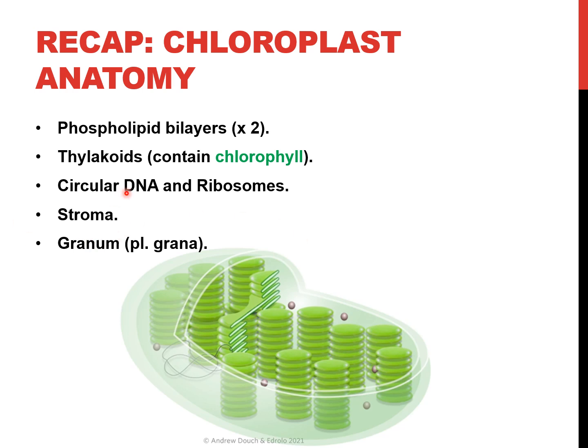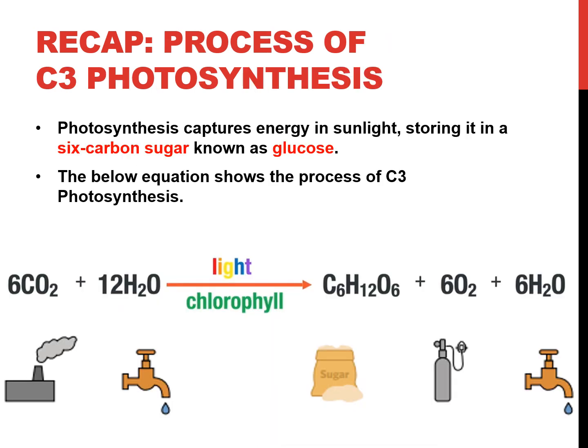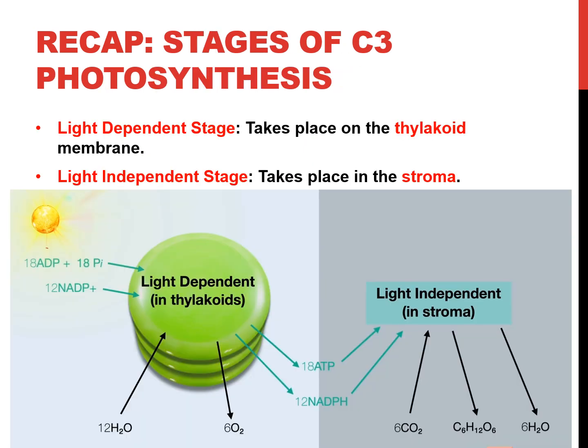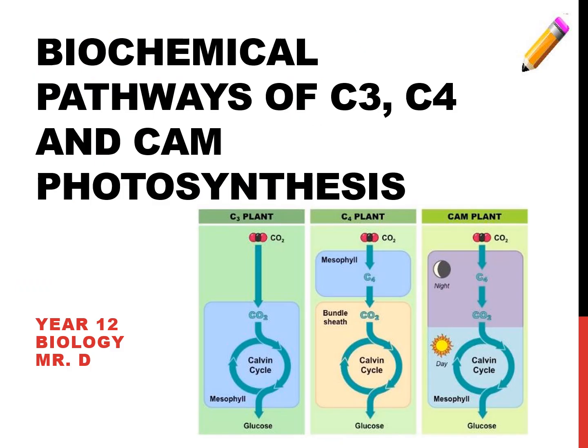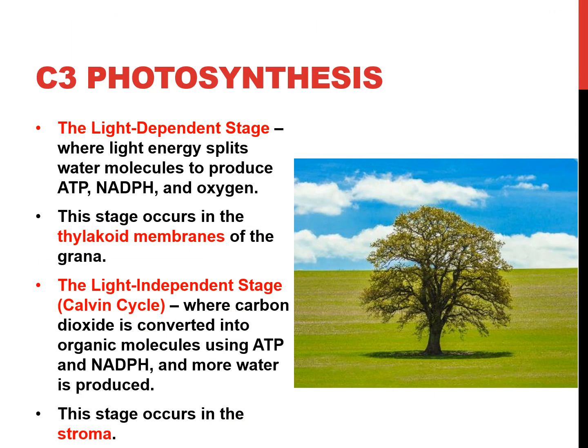Alrighty. Obviously we've looked at the chloroplast here, so our important parts today are going to be thylakoids and the stroma, because we're going to be looking at some different stuff within photosynthesis. Now, again, that's the process, and there are stages that we looked at in the last video. So light dependent stage in the thylakoids and a light independent stage, or the Calvin cycle, in the stroma. And again, this was C3 photosynthesis we looked at. So today's class is going to be on C4 and CAM photosynthesis, the different types.